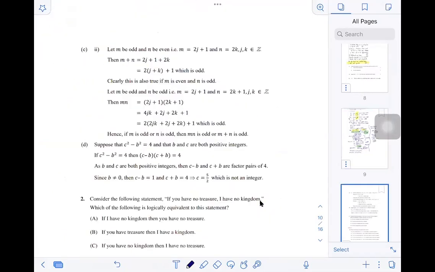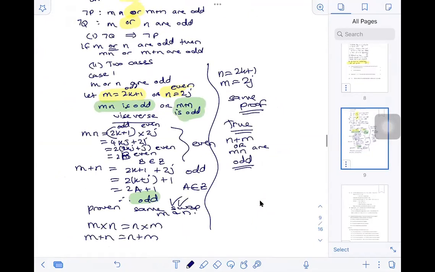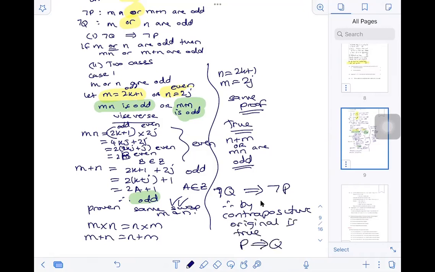Okay, just going to have a quick squiggle. Yeah, so I think that explains it. So therefore, not Q implies not P. So therefore, by contrapositive, the original statement is true. So that means that P will in fact imply Q.